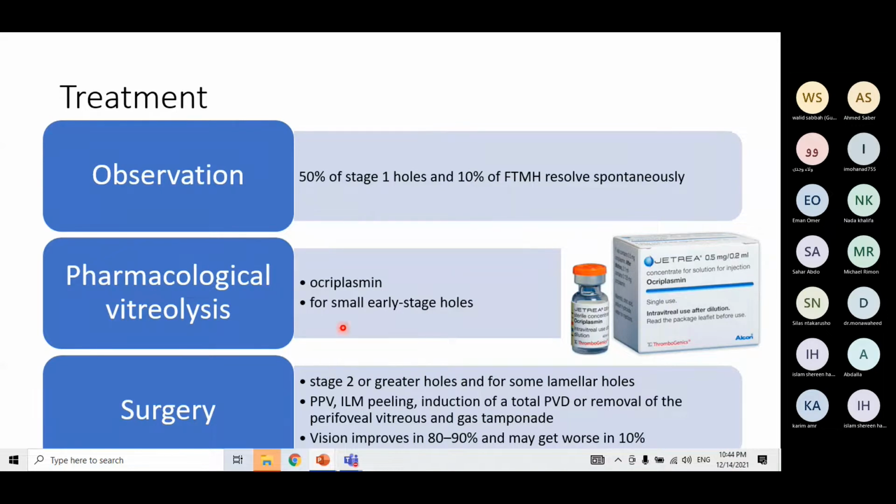For cases with stage 1 macular hole, there is what we call the Jetrea injection, or the ocriplasmin injection, or what we call enzymatic vitreolysis. This material is expected to cause lysis of the collagen.